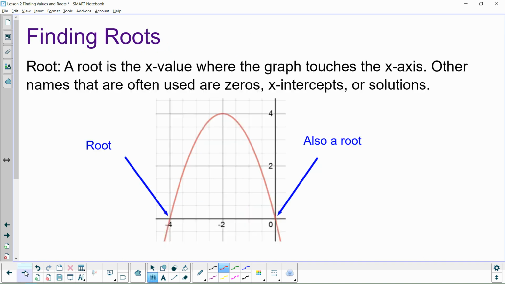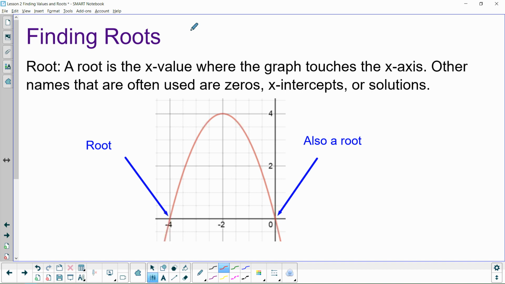All right. The next thing we want to talk about today is finding roots of a graph. So let me just give you a heads up, because this is going to be something that you're going to do probably for the rest of your life, unless you drop out of school and become a hairstylist, in which case you still need to know graphs to line up that fade just right.